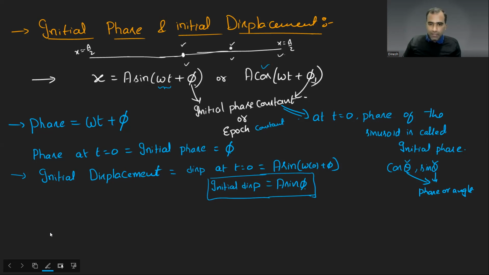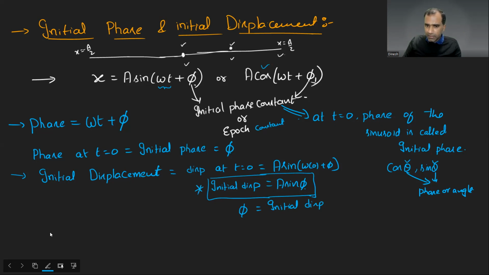Okay, now tell me this. Initial displacement is A sin phi. If you know the initial displacement, when you started observation, you have seen that the particle is at some position. Knowing that position, can you tell me the initial phase? Can we calculate the initial phase? We can know. Phi is equal to, from the initial displacement, this is the relation.